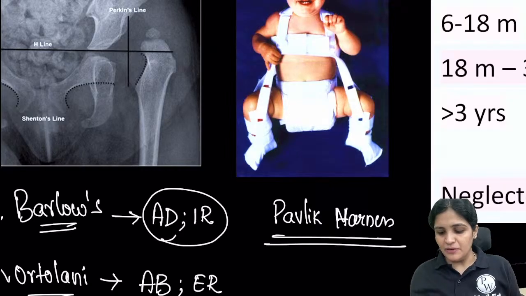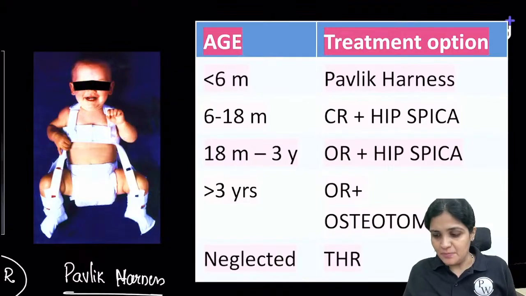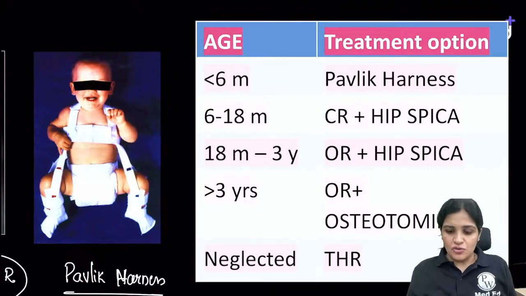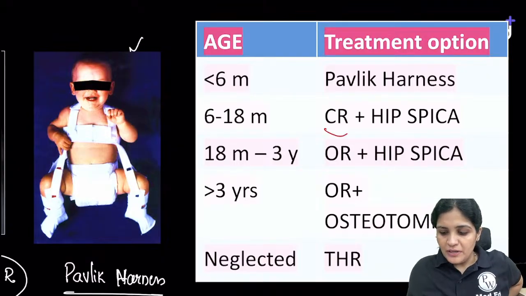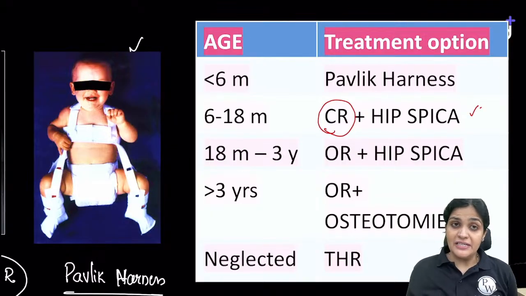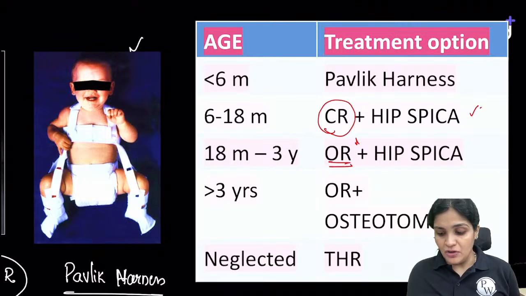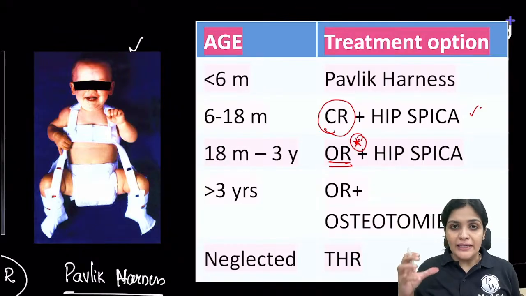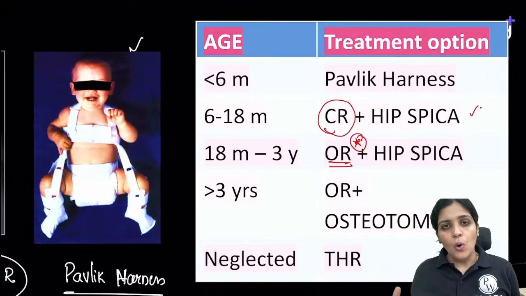So what is the treatment for DDH? So this is the table which we follow. If the patient is less than 6 months, you go for Pavlik harness, right? So this is the Pavlik harness, okay? And then if the patient is more than 6 months, you can go for closed reduction. So you will try closed reduction and then you put in hip spica. But when the patient reaches 18 months, that is 1.5 years, okay, then you have to go for open reduction because there will be contractures of all the capsules and ligaments and it will not allow for closed reduction. So you have to go for open reduction.